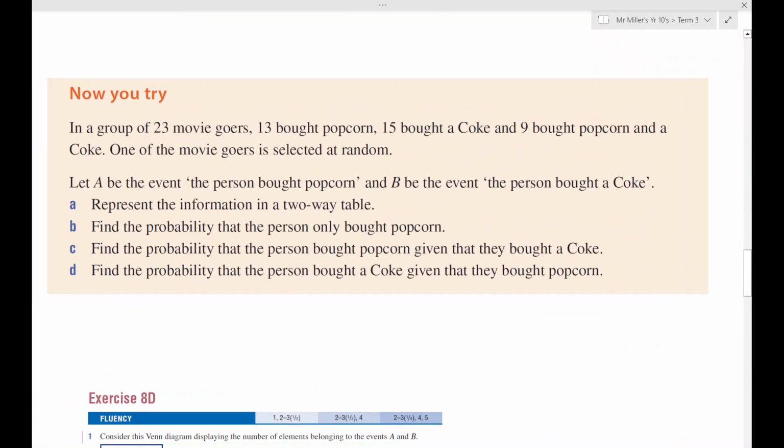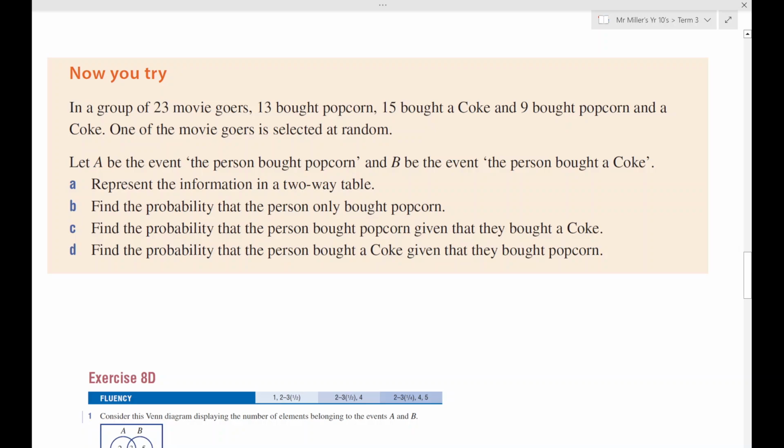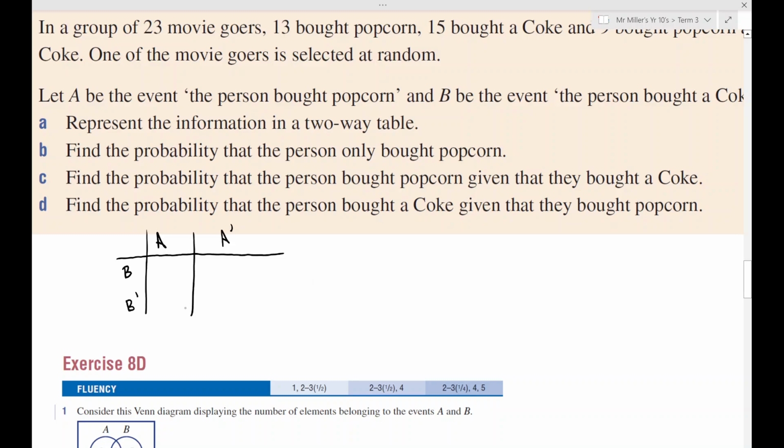Here's another question. In a group of 23 moviegoers, 13 bought popcorn, 15 bought a Coke, and 9 bought popcorn and a Coke. One of the moviegoers is selected at random. Let A be the event that the person bought popcorn, and B be the event that the person bought a Coke. Represent this information in a two-way table. Okay, so A, that was popcorn. So someone could either have bought popcorn or not have bought popcorn. And someone could either have bought a Coke or not have bought a Coke. If we are to represent this information in a two-way table.